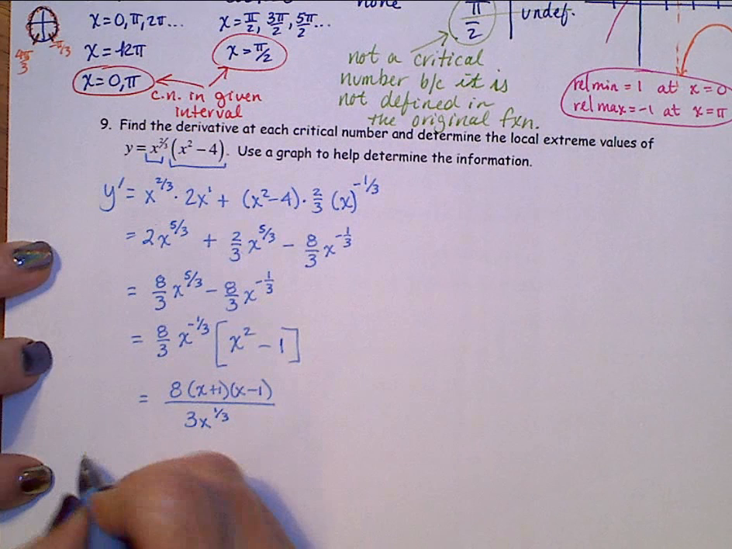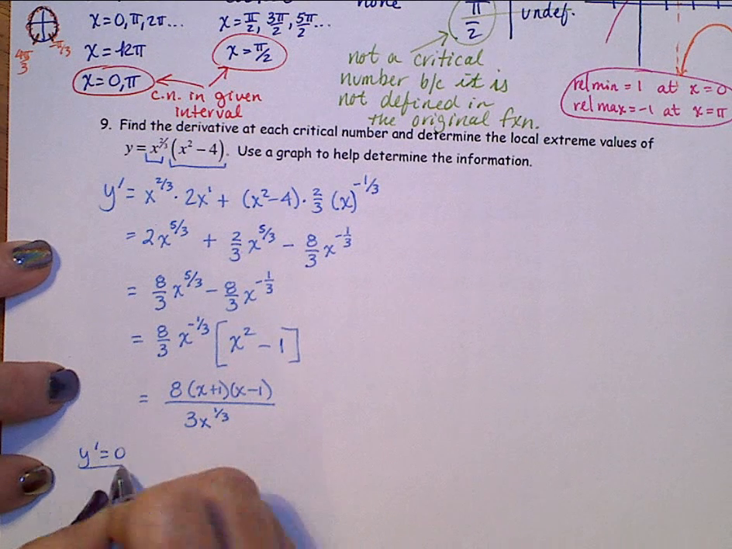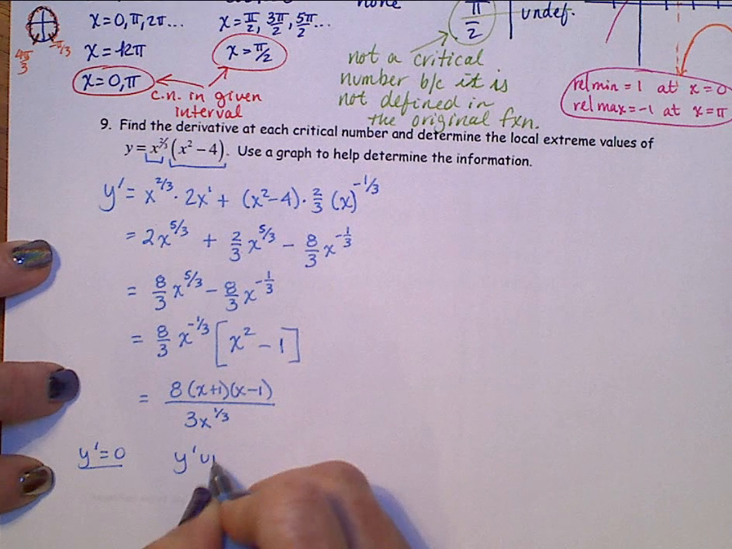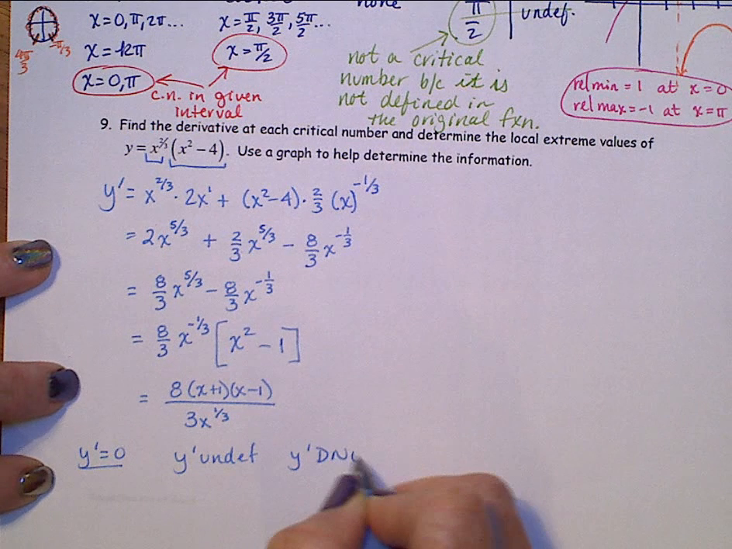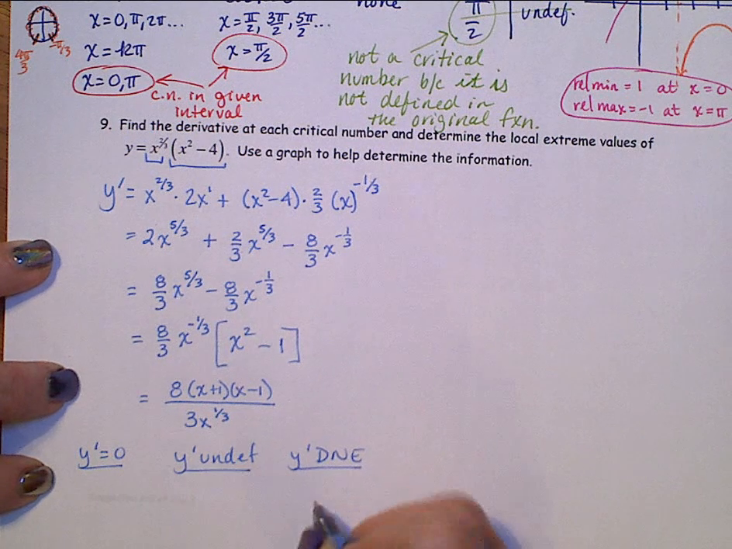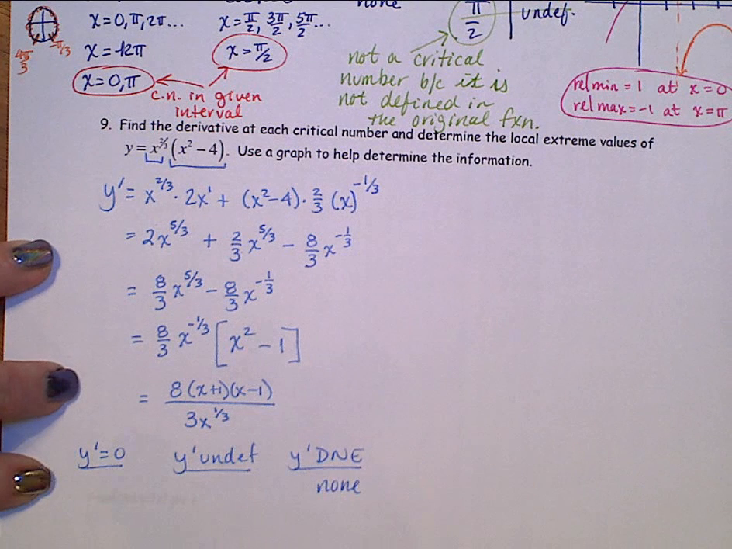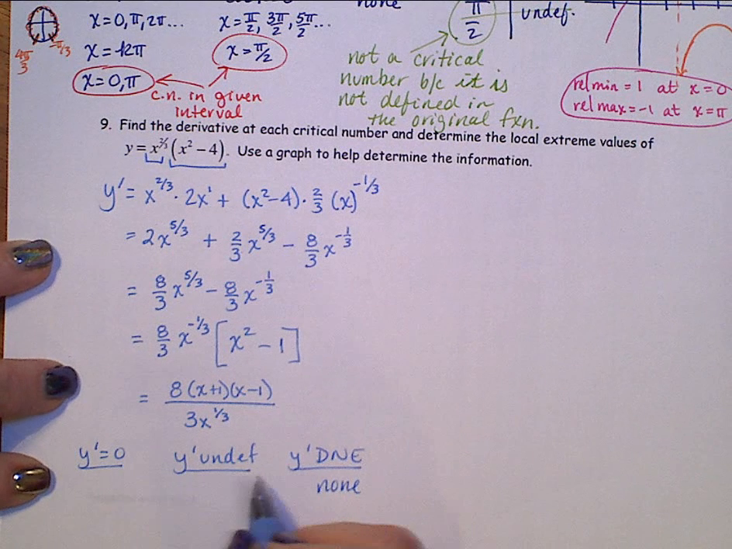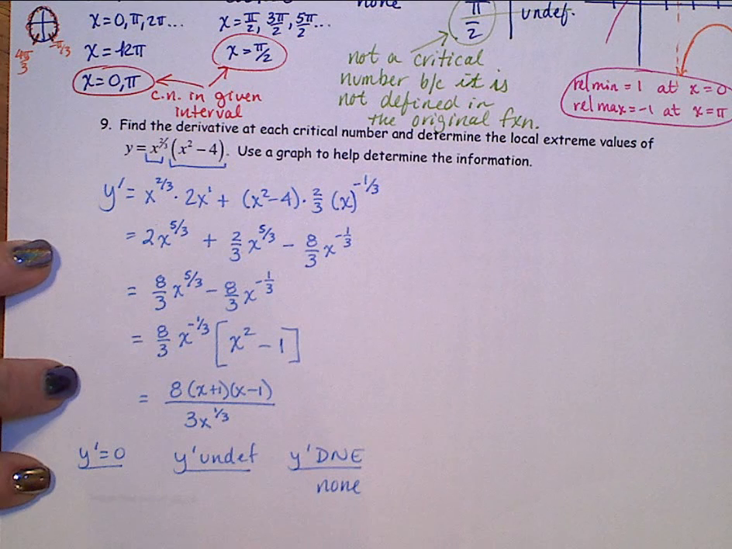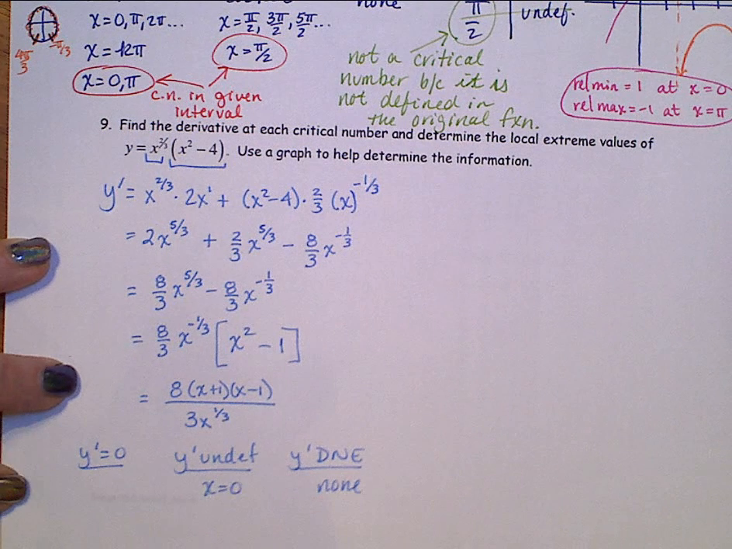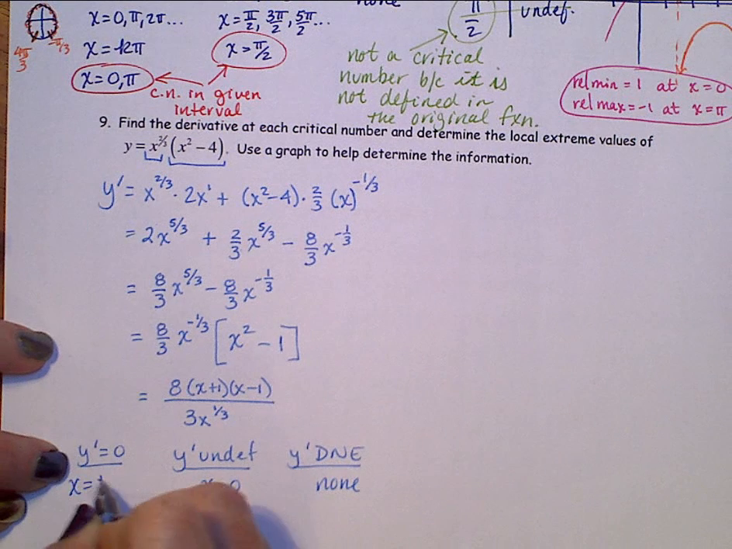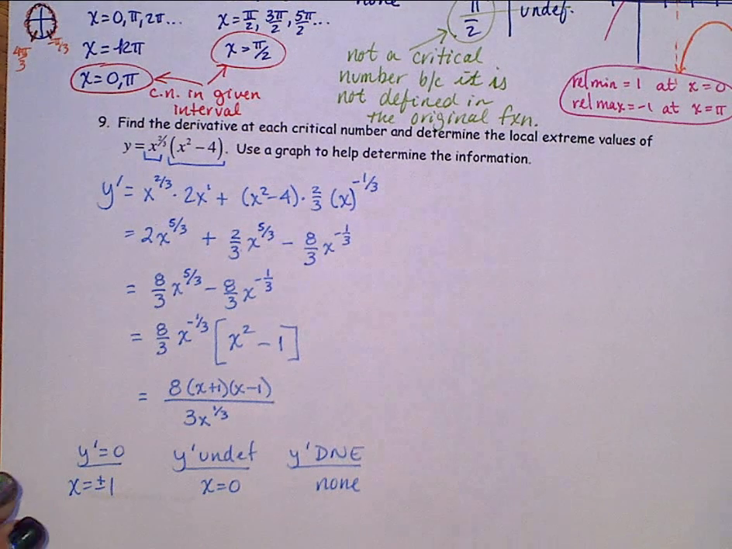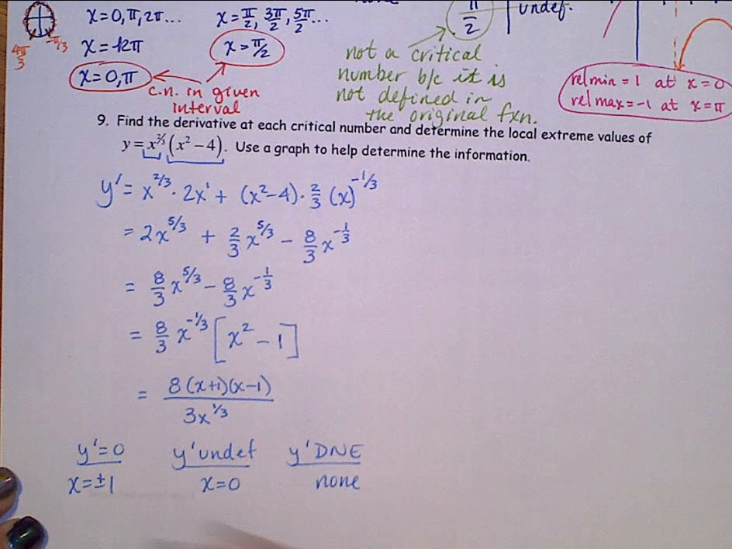So let's set y prime equal to 0, and find where y prime is undefined, where y prime does not exist. Y prime is undefined where the denominator could be 0. That's at x equals 0. The numerator could equal 0 at plus or minus 1. Here are your critical numbers, these three.